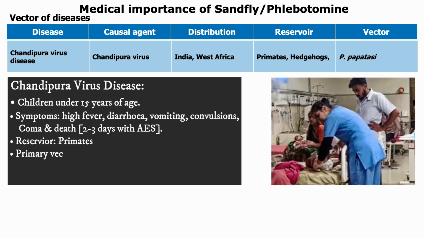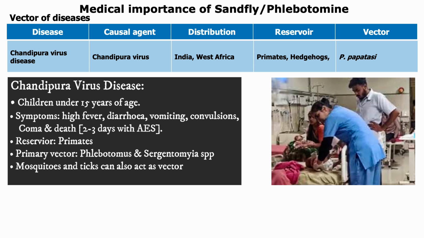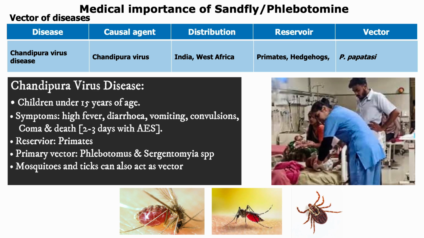Symptoms include high fever, diarrhea, vomiting, convulsion, coma, and in some cases death. It can lead to high mortality within 2 to 3 days of the onset of symptoms, presenting with acute encephalitis syndrome. Primates and, in some countries, hedgehogs act as the reservoir of this infection. Note that different species of Phlebotomus and Sergentomyia have been reported as major carriers of Chandipura virus. Other than sandflies, mosquitoes and ticks can act as vectors of this deadly virus.